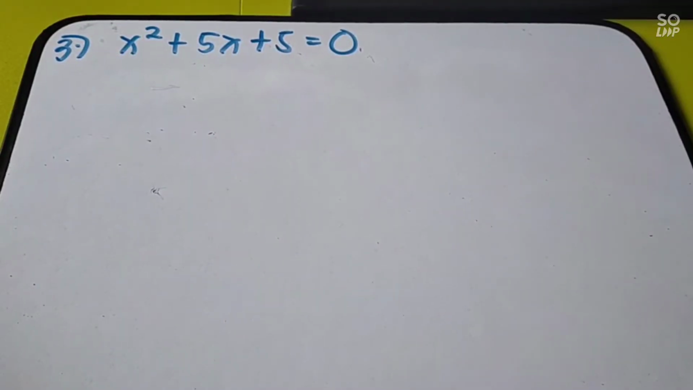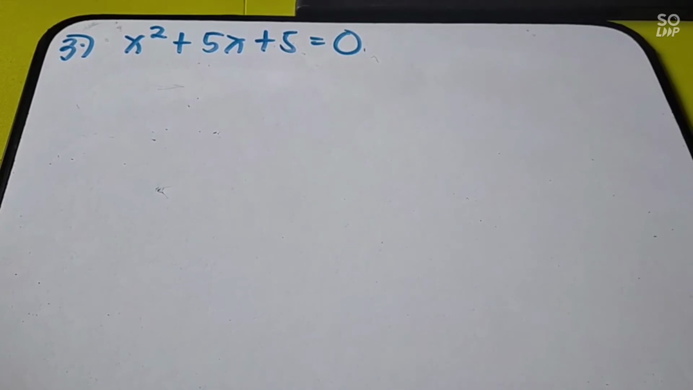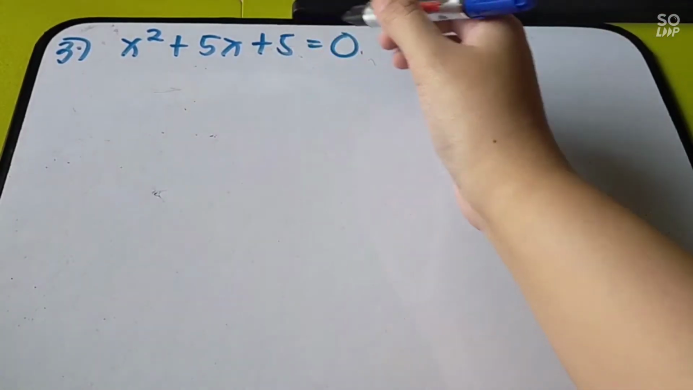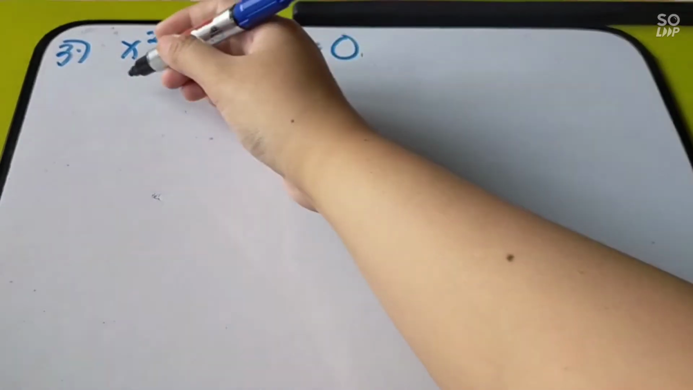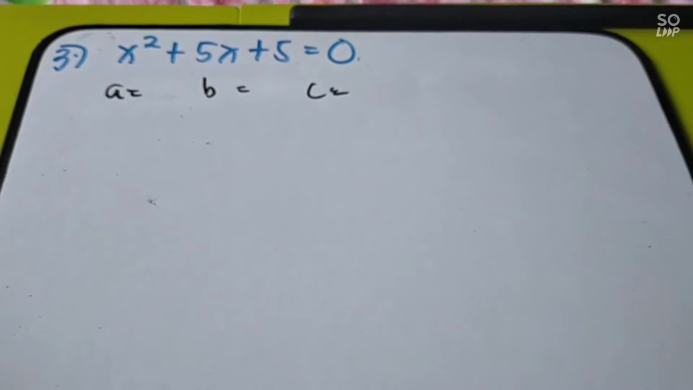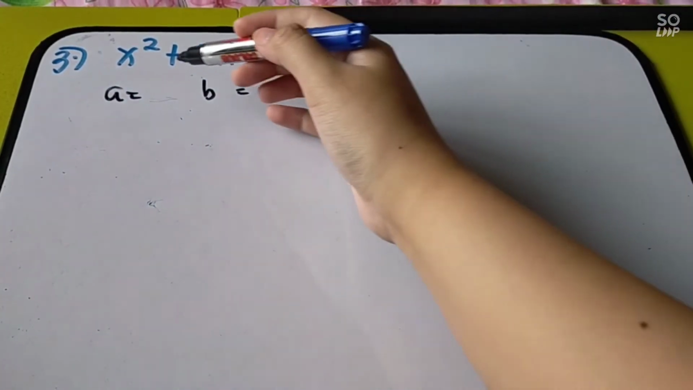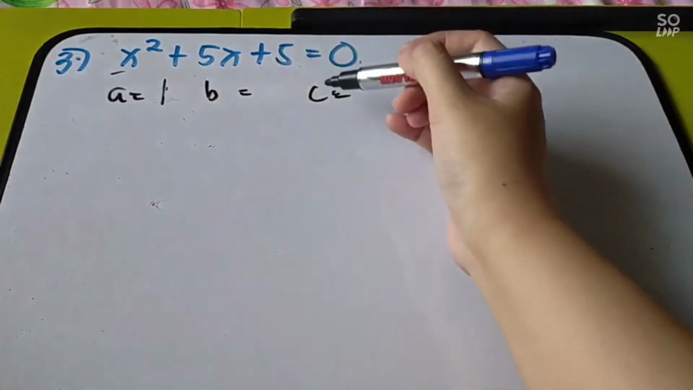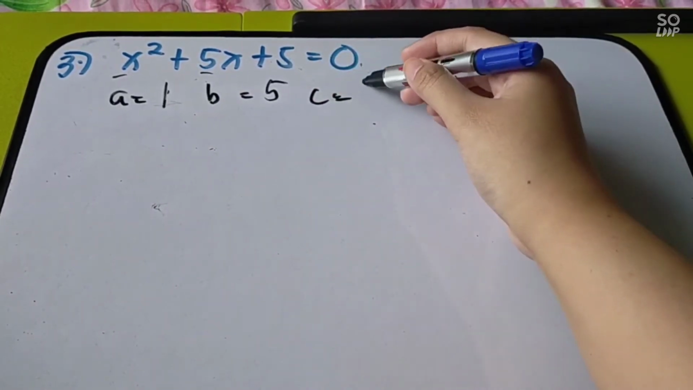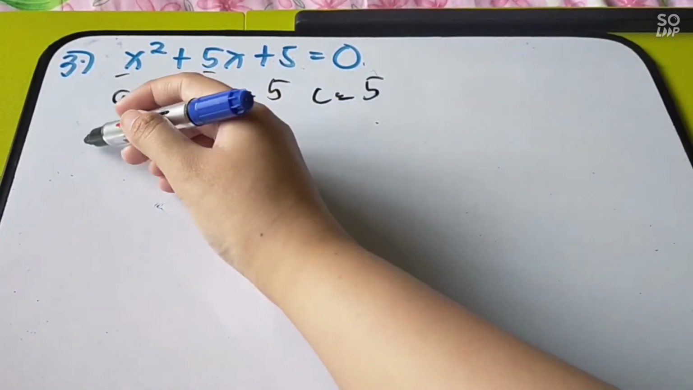Number 3. x squared plus 5x plus 5. So, in this case, wala na tayong i-interchange dyan kasi naka-arrange na siya sa ax squared plus bx plus c equals 0. Let us find your a, b, and c. So, for a, we have here 1. Ayan, walang katabi siya, 1. Your b, we have here 5. Your c, we have here 5 again.